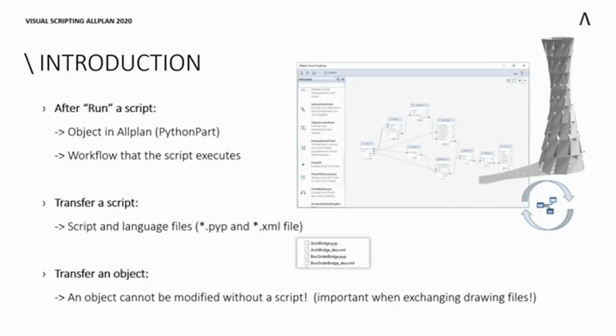And if you want to share an object, the result of a script, it's very important to know that the object can't be modified without a script. If you export the drawing file with such an object, the partner will see the object, but without the script file, he can't modify it. So it's only to have it in mind. If you want your partner to also be able to modify this object, you have to send the script file as well, the pyp file in this case.